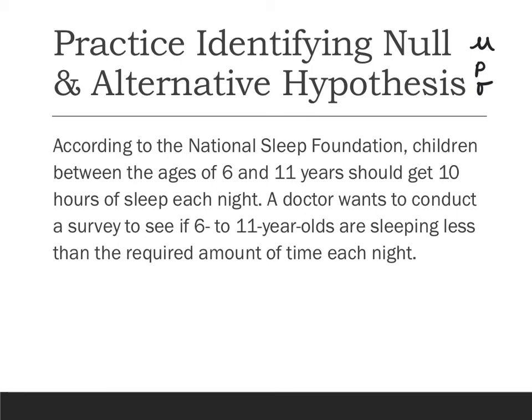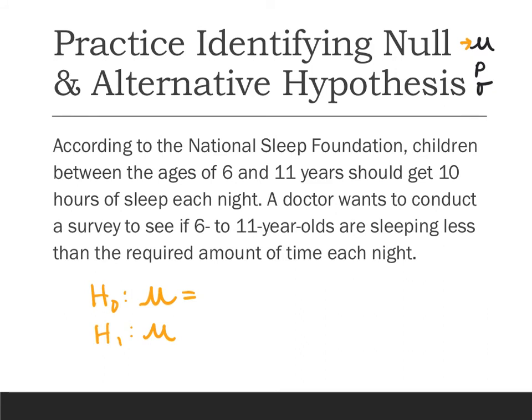And this one doesn't really have a word or a symbol that leads us to believe one way or the other without actually getting into the problem. So what I need to do is think, do I have a proportion, or am I talking about the spread of something? No, I'm talking about a value that I could find the average amount of sleep for a group of 6 to 11-year-olds. So I can find the mean for that. So that's going to be my symbol, my parameter.